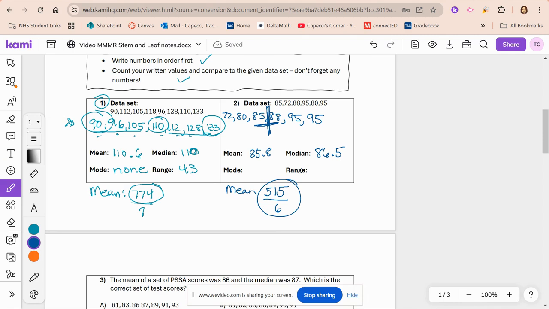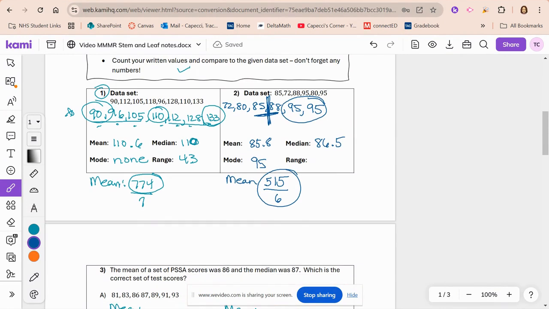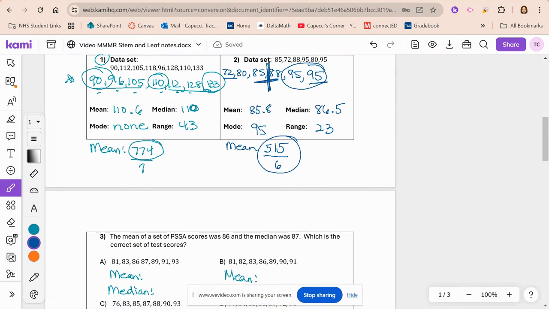My mode is the number that's there the most often. In this case, 95 is there twice. It's the only one. So my mode is 95. And my range is 95 minus 72, which is going to give me 23. Okay, so that's the basics.